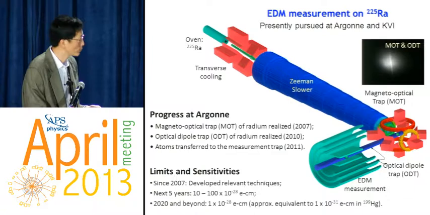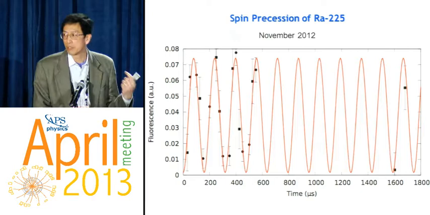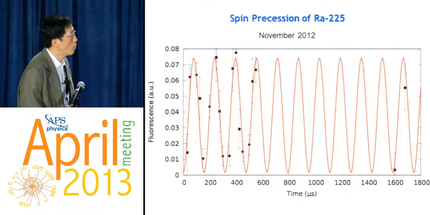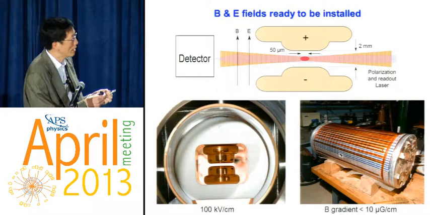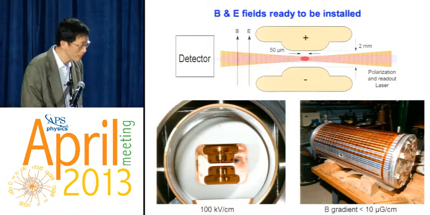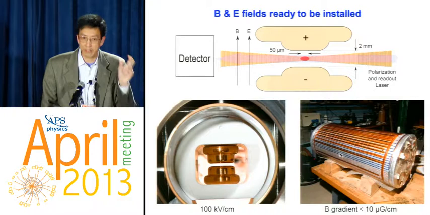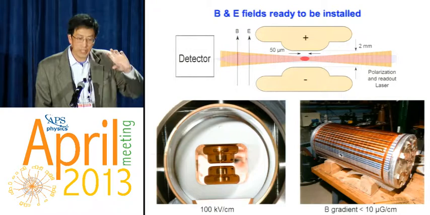And very recently, we observed the spin precession of radium-225 inside the optical dipole trap. So that's a significant step forward, and we're looking forward to the next step, where we want to place this optical dipole trap in between a pair of electrodes, about 2 millimeters apart. Then we would turn on the electric field and see if the precession frequency of the spin changes or not. EDM will cause a tiny little bit of change when we switch the E field back and forth. So that's what's going on.